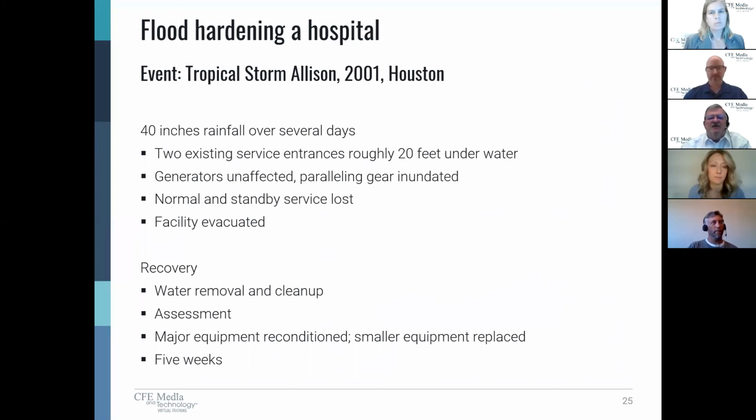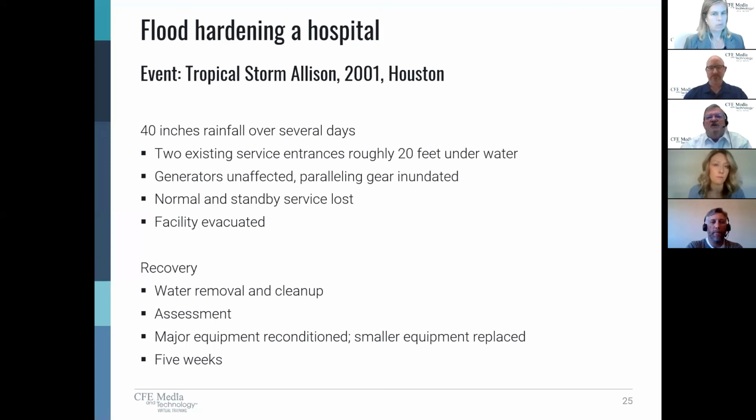In this hospital, there were 2 normal power service entrances that wound up about 20 feet underwater. The generators themselves stayed dry, but the paralleling gear was about maybe 10 feet lower than the generators, and it was inundated. So there was no way for the power to get out of the generating sets. So the facility lost both normal and standby service and wound up having to evacuate. And that itself was kind of a heroic story.